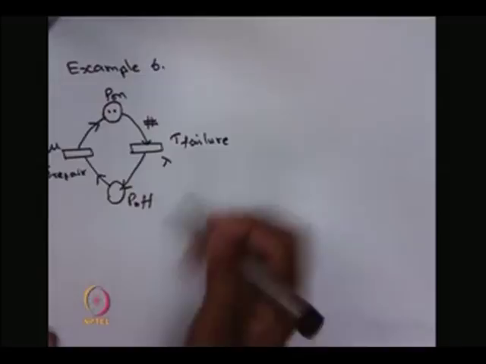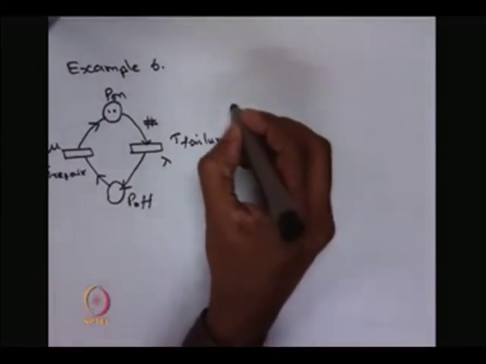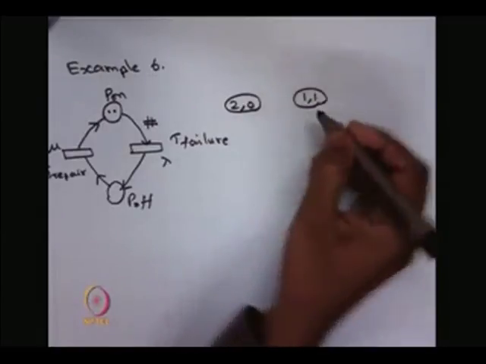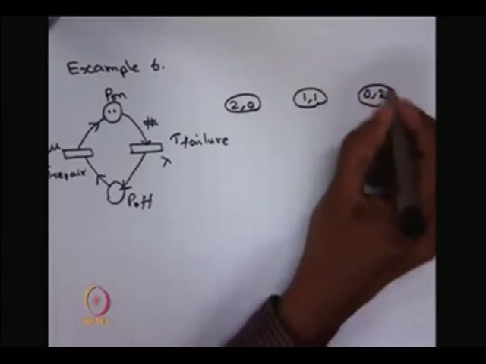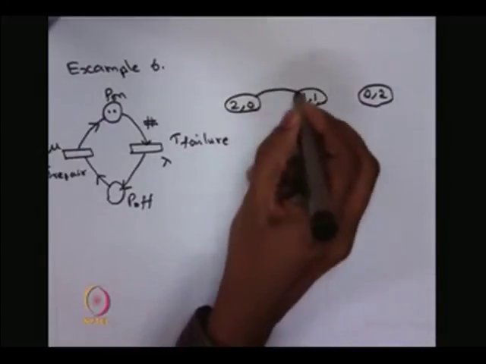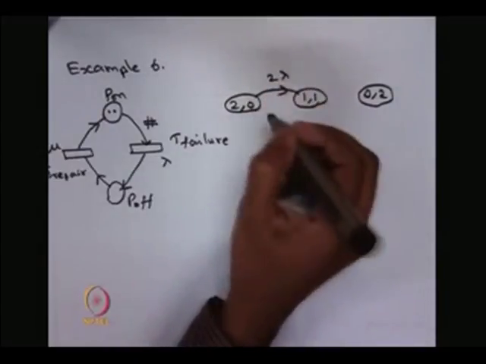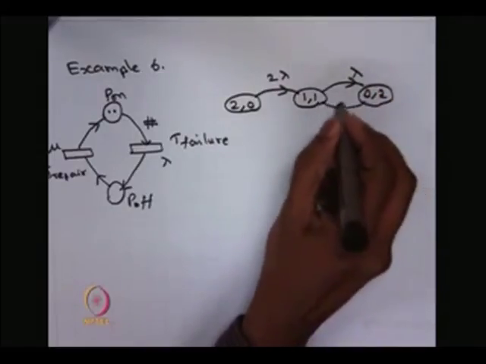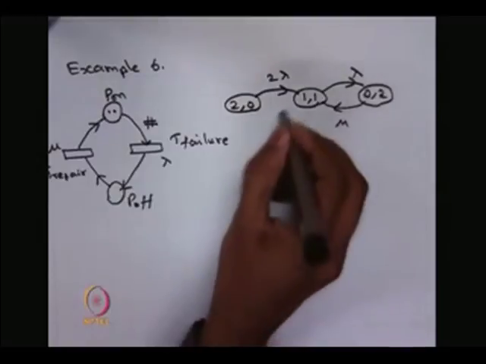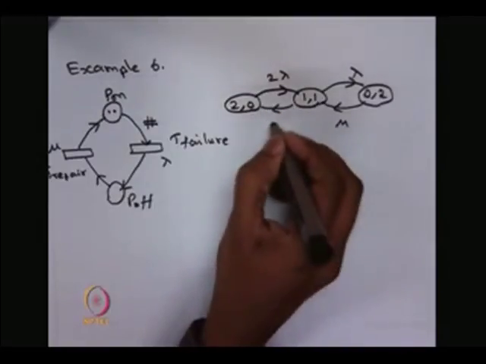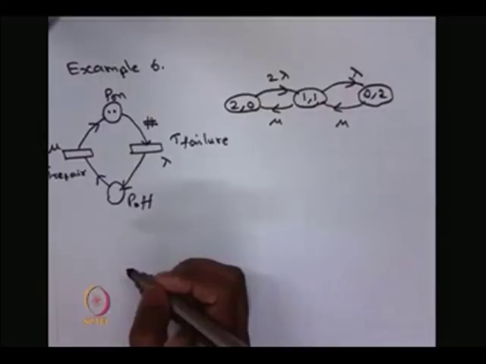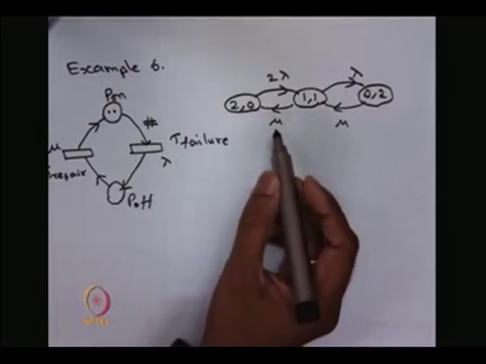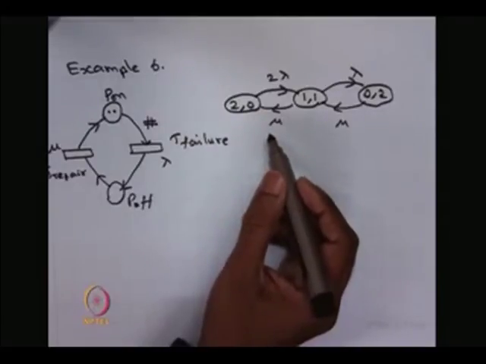Therefore, the reachability graph will be (2,0), (1,1), (0,2), and the corresponding transitions are 2 lambda, lambda, from (0,2) to (1,1) that is mu, and from (1,1) to (2,0) that is mu. So, this is the same as the time homogeneous continuous time Markov chain.